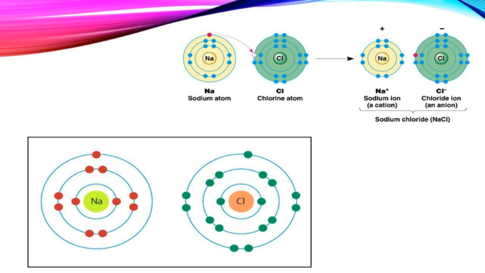Now come to chlorine. In chlorine, there are 17 electrons, and in the outermost shell, it has 7 electrons. So, to make it stable, chlorine should gain 1 electron. So, it is taking 1 electron from the sodium and making the sodium chloride molecule.